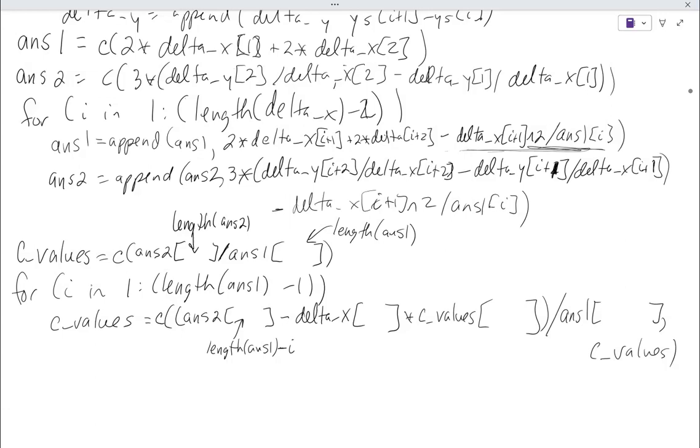What do I need to do now? I need to think about what the index is on the C values that we need. This one is also going to be the length of your answer list minus I here. So that should do it in the reverse order, right? Start at the last one and end at the first one. What's this one need to be?